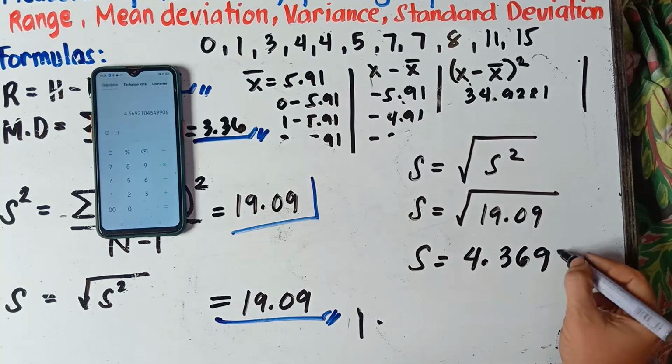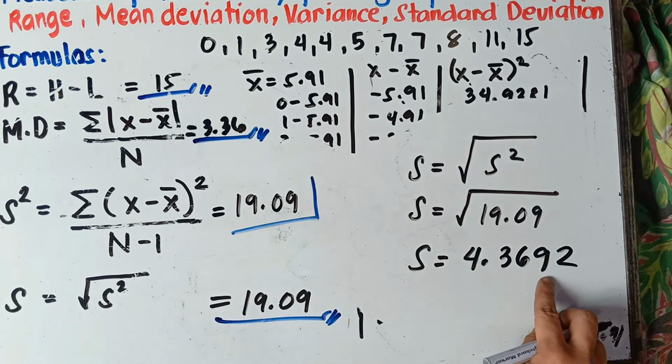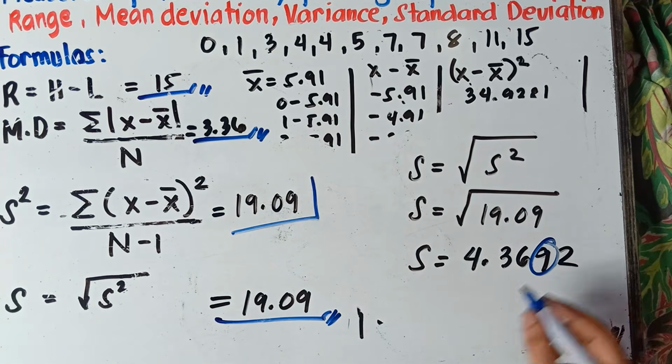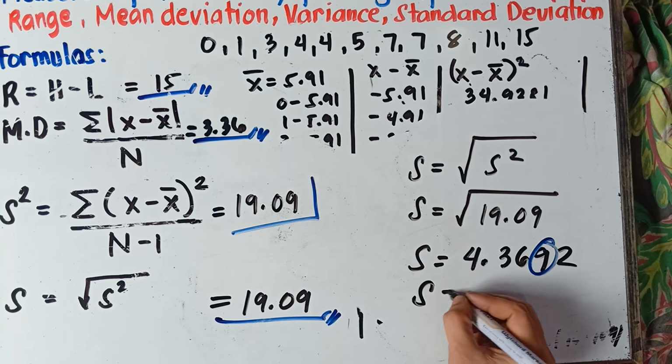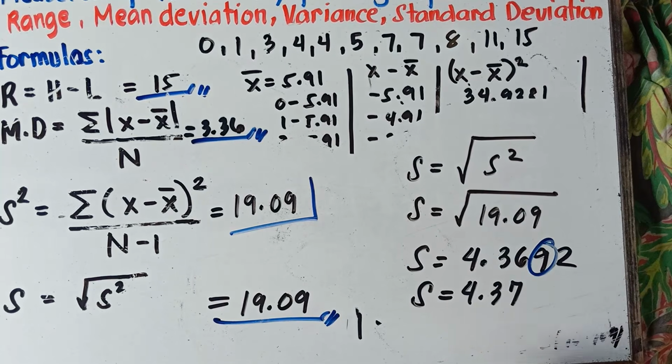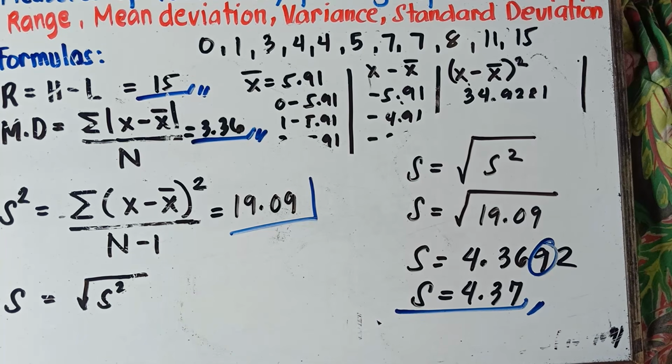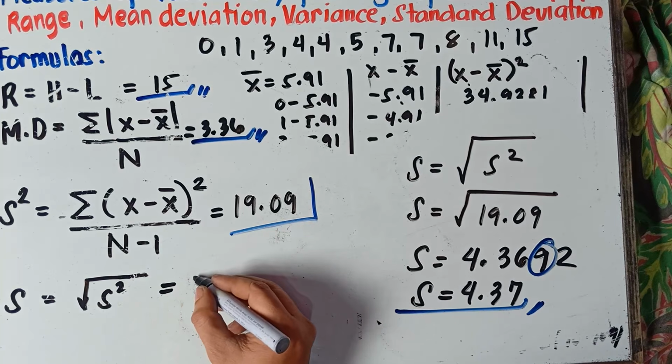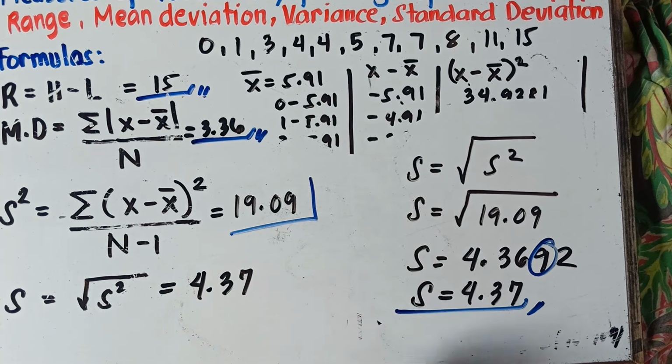The answer, class, is 4.3692. So after 6, that is 9. Therefore, the standard deviation is equal to 4.37. Simply round up, the 6 becomes 7. And then we're all set, class. The answer, that would be 4.37.